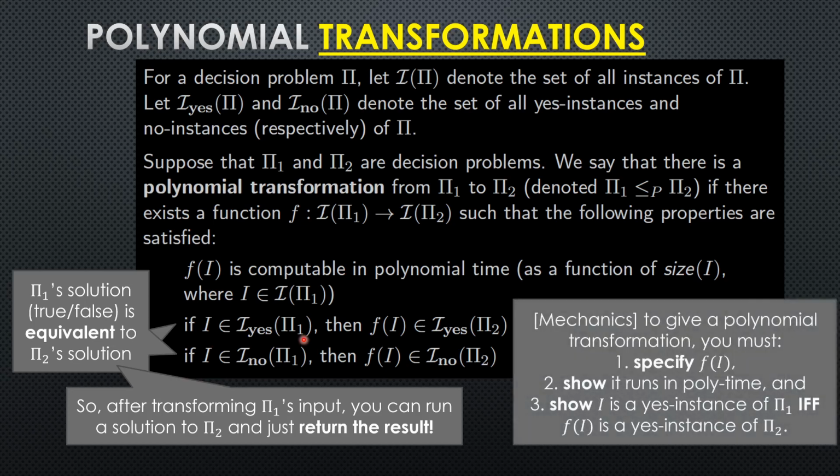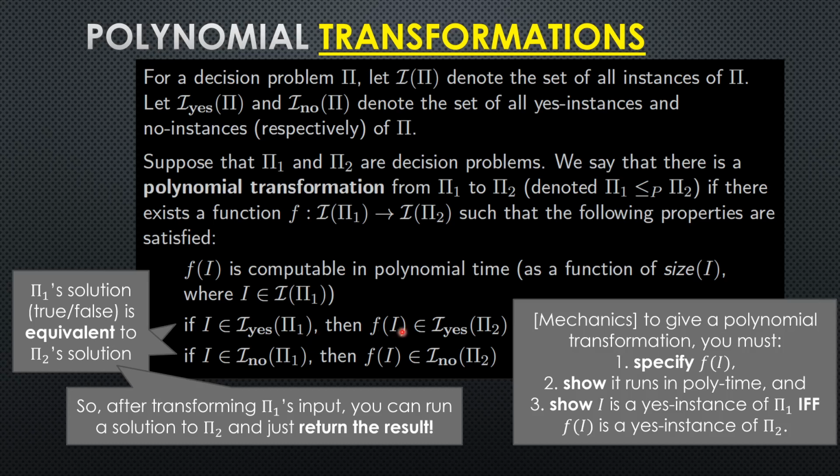So here are the mechanics for giving a polynomial transformation. You have to specify f of I. We describe it as a function, but really you implement it with some code. You're going to implement f of I, which takes I as an input. It's actually going to produce f of I, write it down somewhere, and then you'll be able to feed that as input to a solution to pi 2.